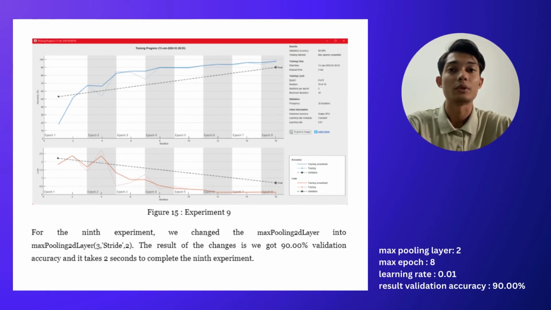For the ninth experiment, we changed the max pooling 2D layer into 3 stride 2, and the result of the changes is we got 90% validation accuracy, and it takes 2 seconds to complete the ninth experiment.